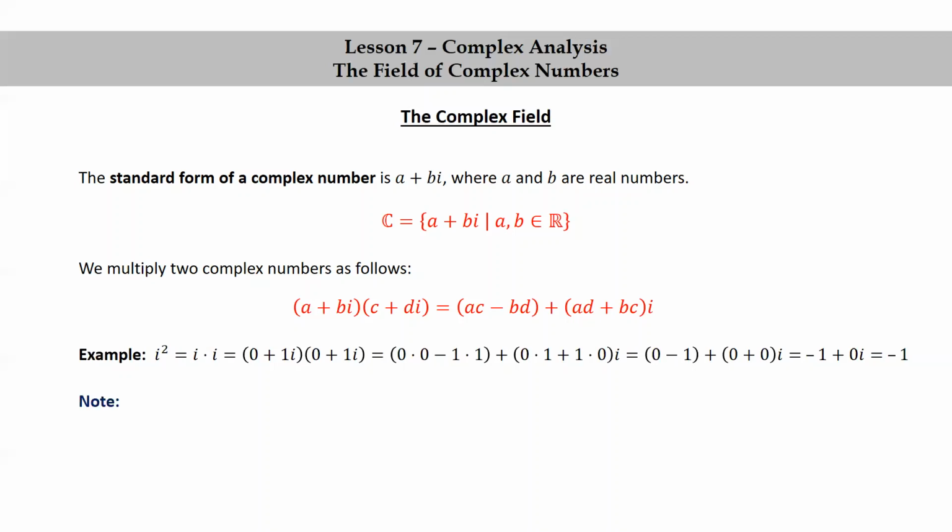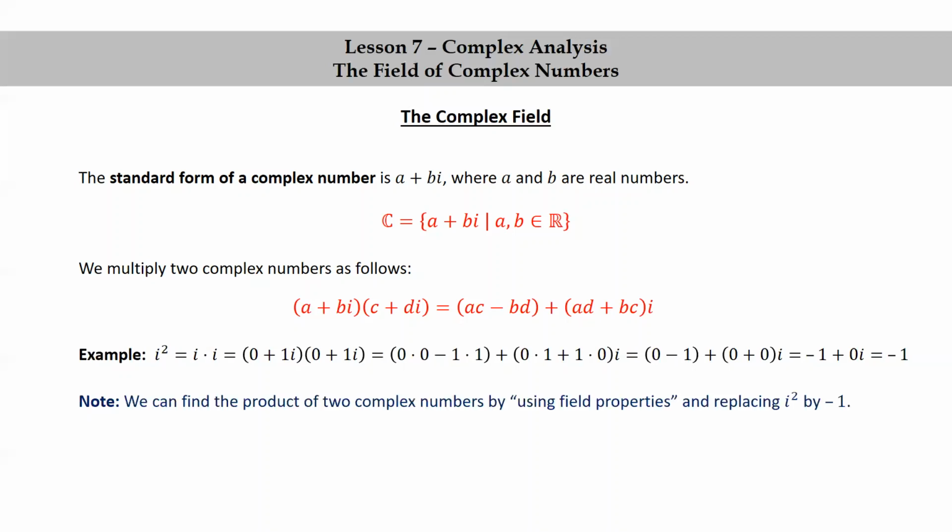The following note will allow us to multiply complex numbers without having to memorize this formula. We can find the product of two complex numbers by using field properties and replacing i squared by negative 1. So (a + bi) times (c + di), using left distributivity, we have (a + bi) times c plus (a + bi) times di. Then using right distributivity, we get ac plus bci plus adi plus bdi squared. Note that we also use some associativity and commutativity there as well.